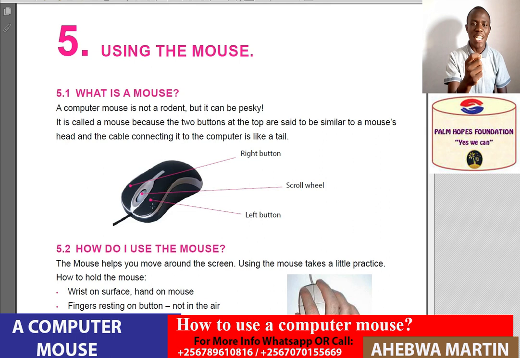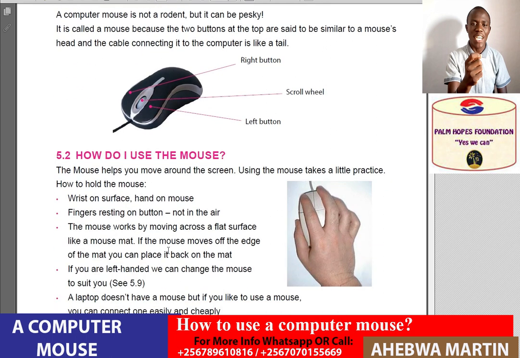Then they are saying how to hold the mouse. They are saying wrist on surface, hand on mouse. If you are holding the mouse, when we look at this person, the wrist is touching the surface, whereas the hand is on the mouse. So it is not held in the air. It is held when it is on the surface. That is why they are saying the wrist on surface, whereas the hand should be on the mouse. Then they are saying fingers resting on the buttons, not in the air, as we are seeing in this picture where this person is holding the mouse.